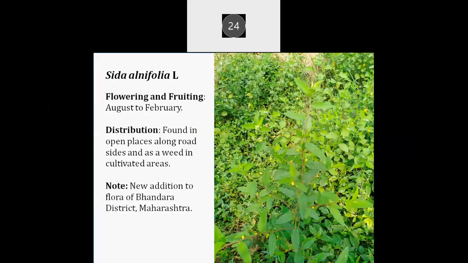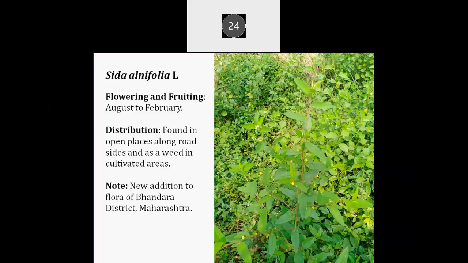These are the species I collected from Bhandara district. The first one is Sida alnifolia. This is a new record for Bhandara district. During my regular visits, I found this species mostly along the roadside, as well as in cultivated areas as a weed. The flowering period is August to February, and it grows luxuriantly throughout Bhandara along the roadside. There is a huge population of this species.